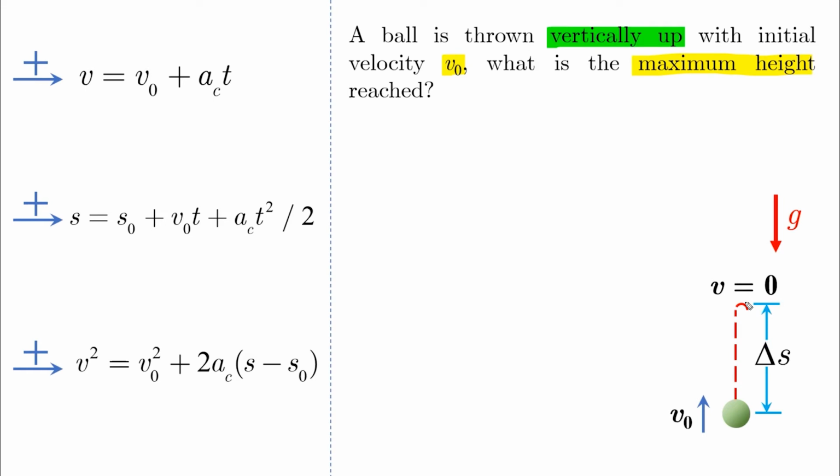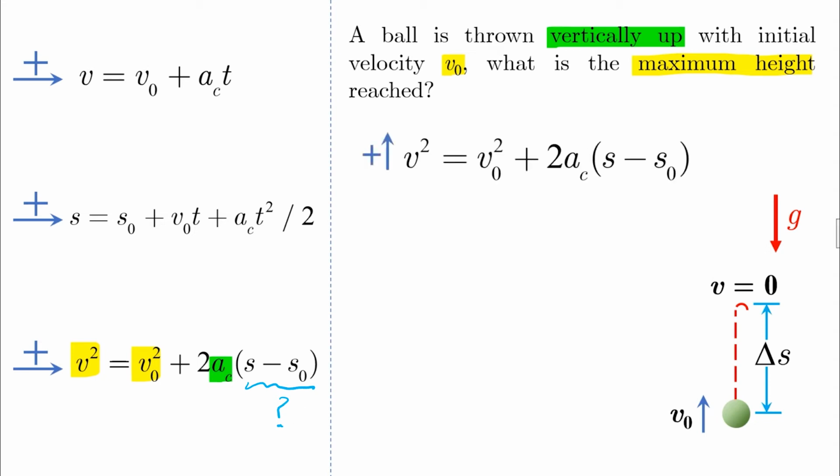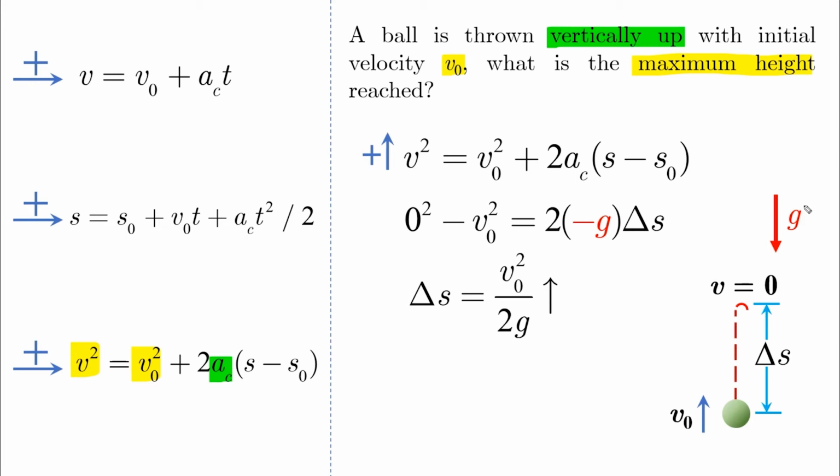No time is mentioned in this problem at all, and with the given information of v, v naught, a, which is gravity, and the required delta s, our clear choice is the last equation. Applying the equation with the positive direction assumed up and taking v naught squared to the left side, we'll get this equation. Note that a is taken as -g because our assumed positive direction is up and the actual direction of acceleration is down. And here we end up with our solution for delta s, which is clearly positive because the negative signs on both sides cancel each other.